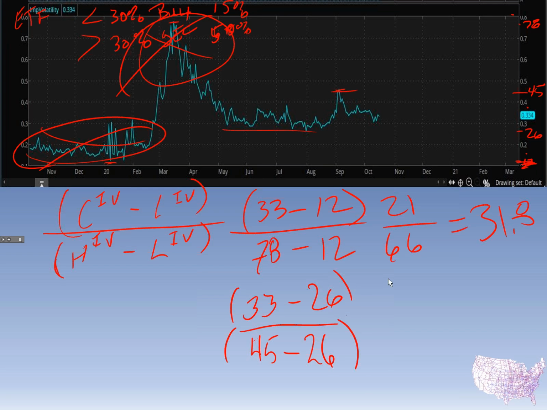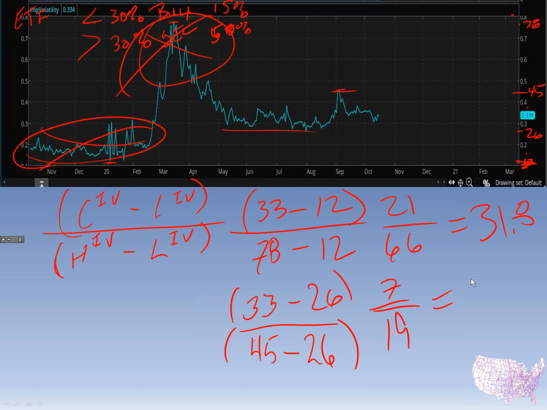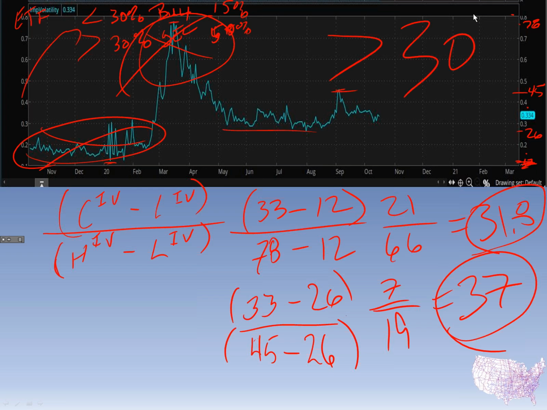So now we're looking at 7 divided by 19, right? That puts it around 36, 37. I'm going to call it 37. Even the 31, if I take everything else in, fits my rule for being greater than 30%. So we're greater than 30%.